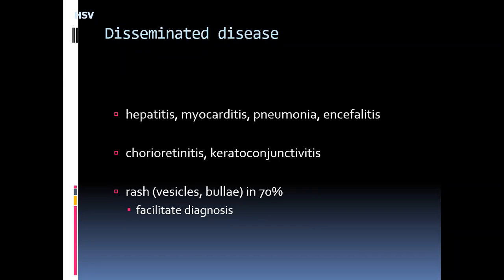A patient with herpes simplex virus 2 can develop disseminated disease, with hepatitis, myocarditis, pneumonia, and encephalitis. In disseminated disease caused by herpes simplex there can also be choroiditis and keratoconjunctivitis. Rashes also produce vesicles and bullae formation on the skin in 70% of the cases.